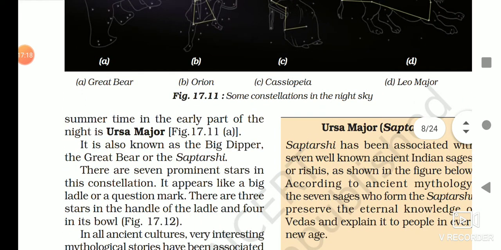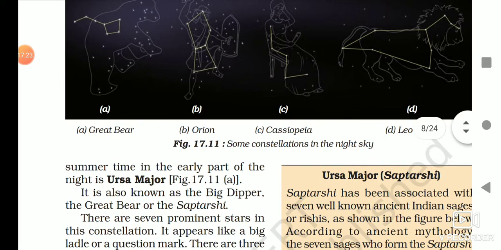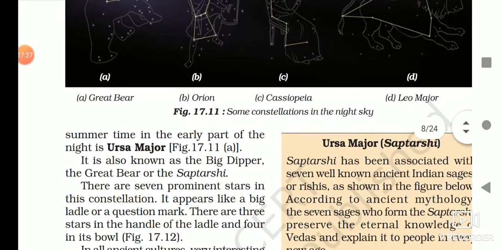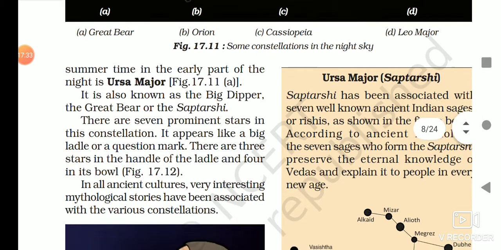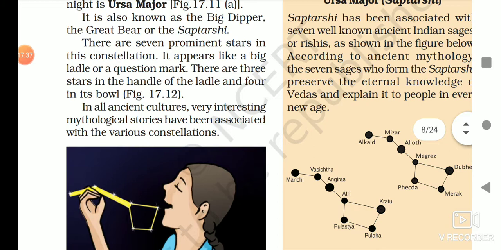There are 7 prominent stars in the constellation. It looks like a big ladle or a question mark. There are 3 stars in the handle of the ladle and 4 on its bowl. In all ancient cultures, very interesting mythological stories have been associated with the various constellations.